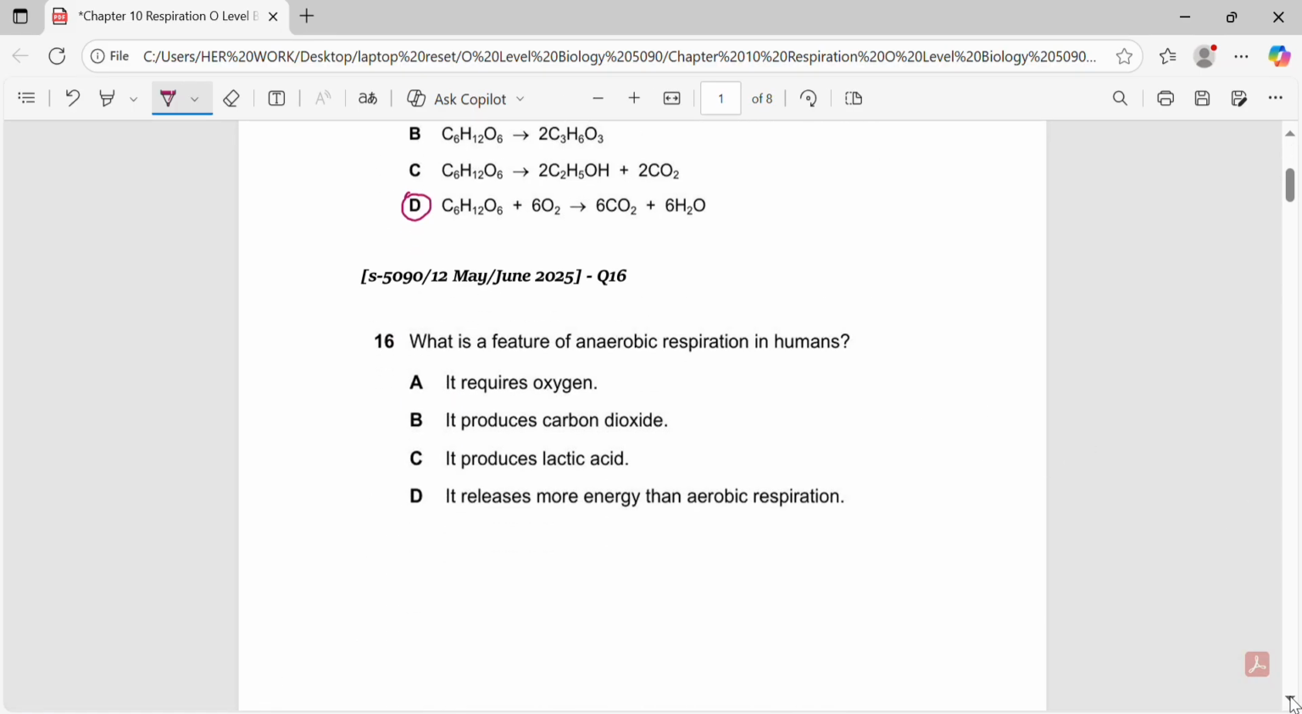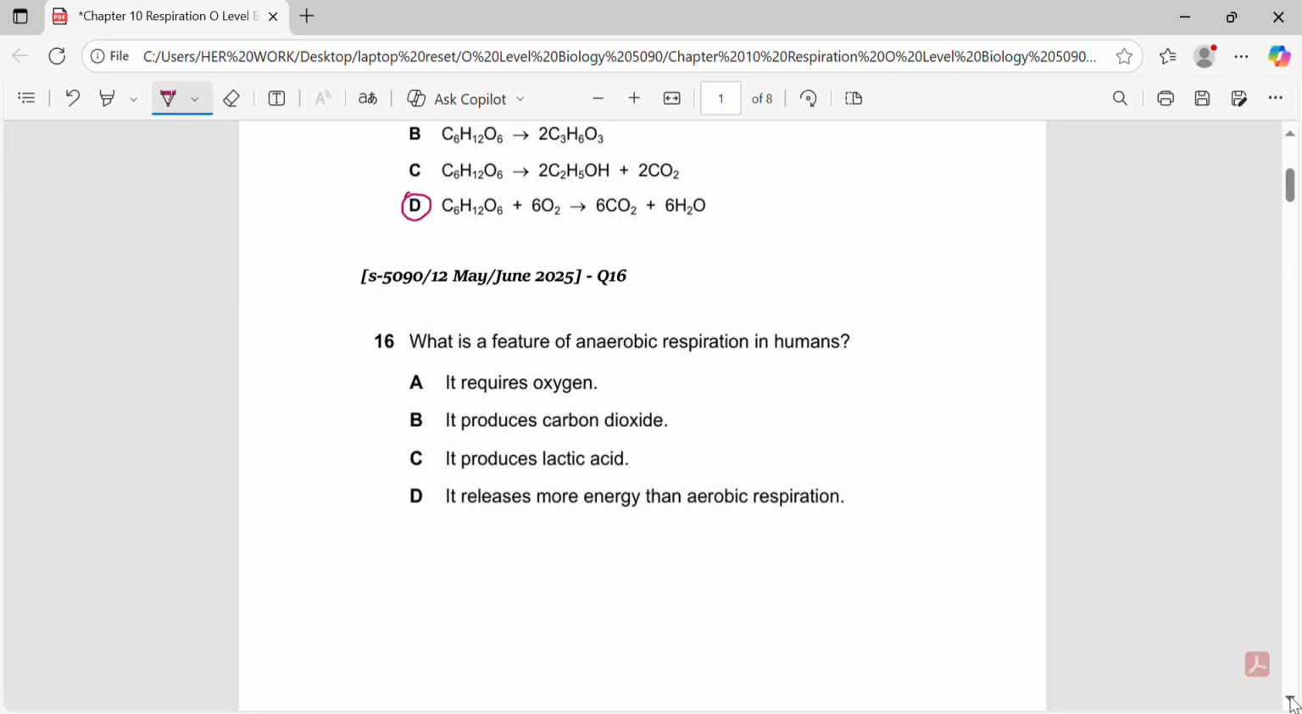Next, the question asks, what is a feature of anaerobic respiration in humans? To solve this, we think about what happens when the muscles work very hard and there is not enough oxygen available. Under these conditions, the body switches to anaerobic respiration, which means respiration without oxygen. In humans, this process does not produce carbon dioxide like it does in yeast. Instead, it produces lactic acid, which causes muscle fatigue.